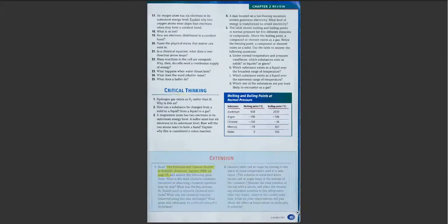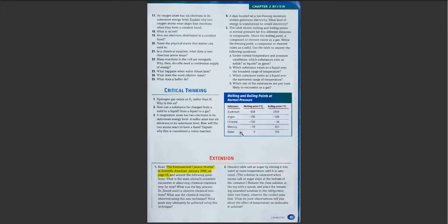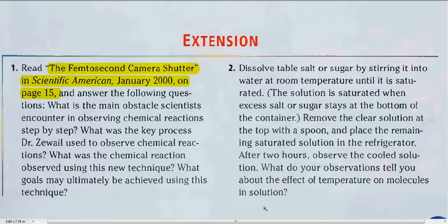Melting and boiling points at normal pressure. Substance, melting point, boiling point. Aluminum 658, 2330. Argon -190, -186. Chlorine -104, -34. Mercury -39, 357. Water 0, 100.